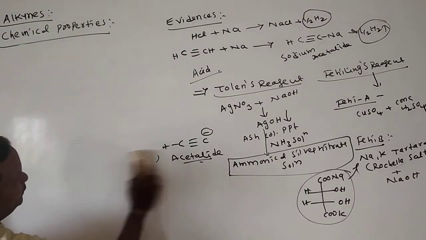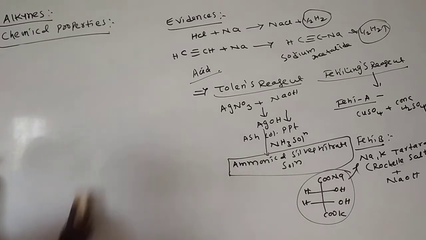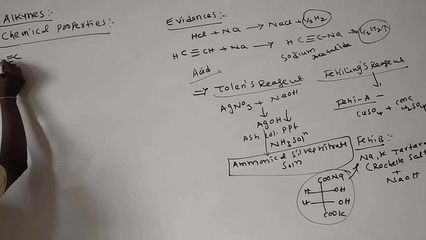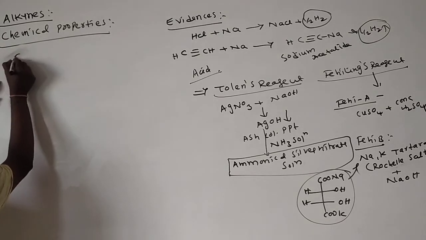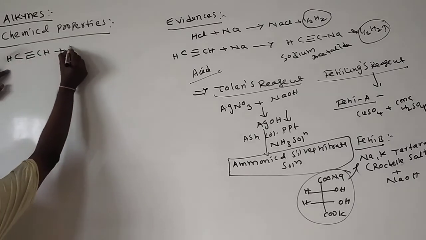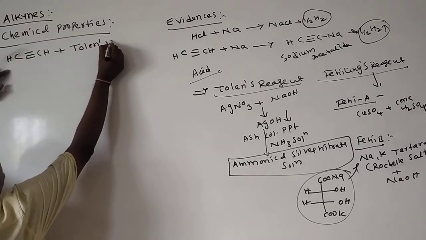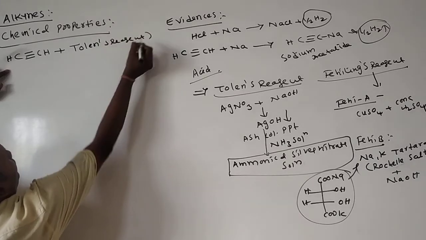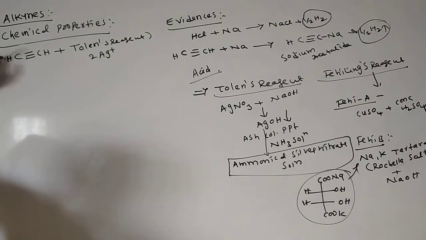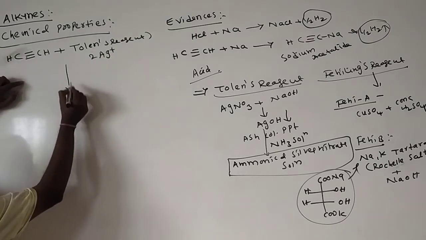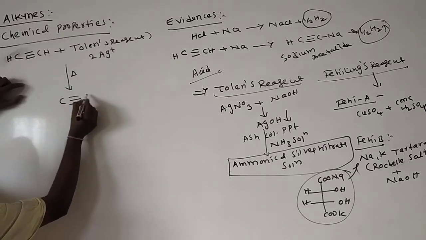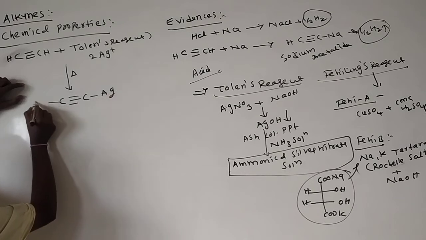What compounds are formed? Here I am taking acetylene, CH triple bond CH, first with Tollens reagent. Tollens reagent contains Ag+ ions, from silver nitrate. Acetylene reacts with Tollens reagent and forms this molecule.